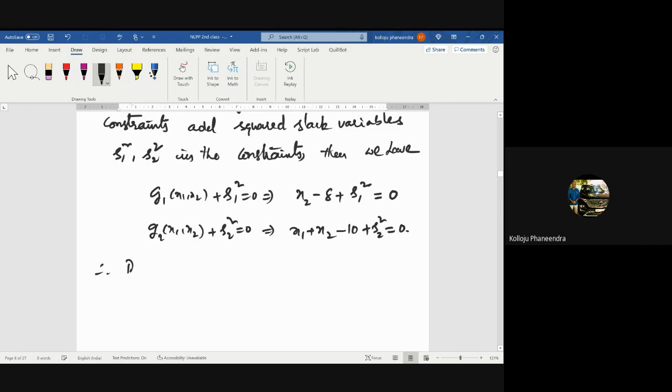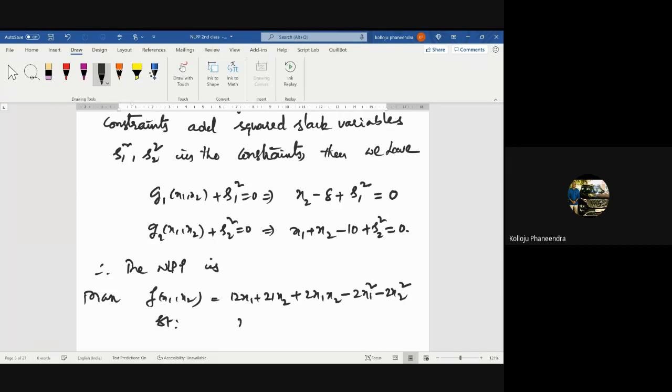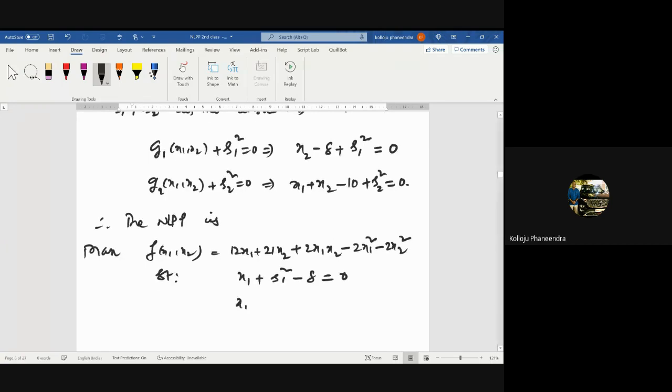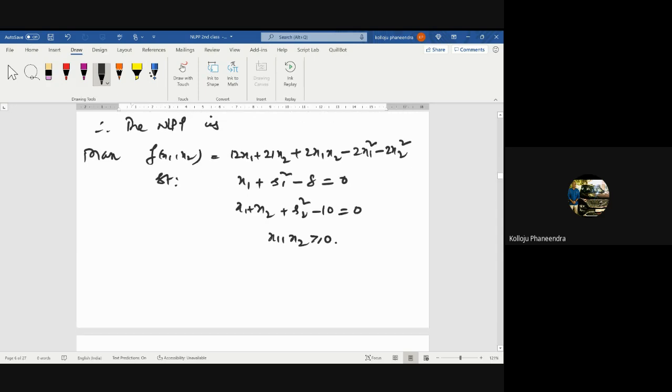Therefore, the NLPP becomes: F of x1 x2, the objective function, is maximization of 12x1 plus 21x2 plus 2x1 x2 minus 2x1 square minus 2x2 square, subject to constraints x2 plus s1 square minus 8 equal to 0, x1 plus x2 plus s2 square minus 10 equal to 0, and x1 x2 greater than or equal to 0. No need to write s1 s2 because they are taken as squared, always non-negative.